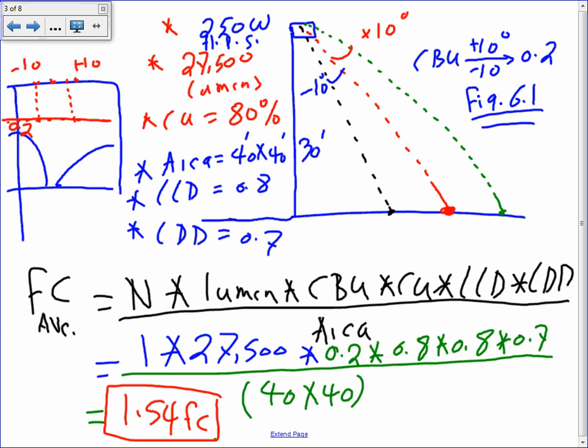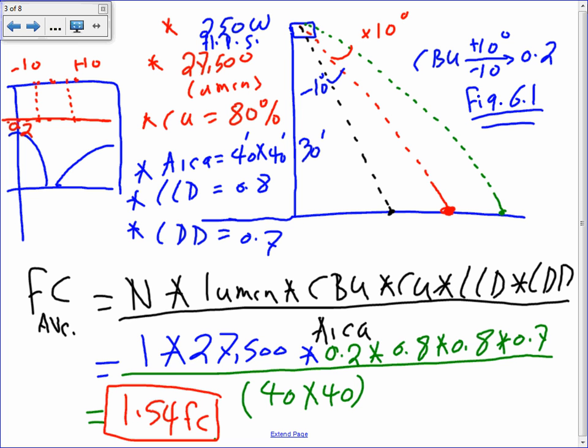The area that I need to light in this sport arena is 40 by 40. I have a 40 by 40 area I need to light. Lamp lumen depreciation factor is given as 0.8. The lamp dirt depreciation, or dirt factor, is 0.7. All these are given information. Everything here is given information.